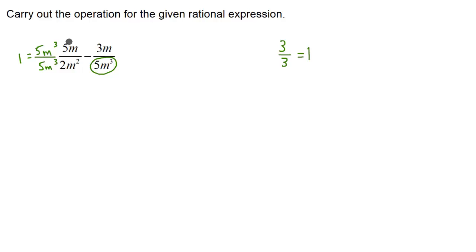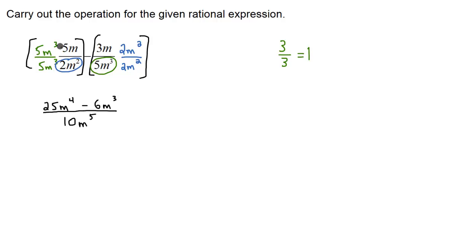Now I'm going to take the denominator of the other rational expression, this one right here, and multiply this rational expression's numerator and denominator by it in the same way that we just did over here. Now I have two new parts. I have this part on the left side, and then I'm subtracting this part on the right side. As you can see, I now have common denominators.